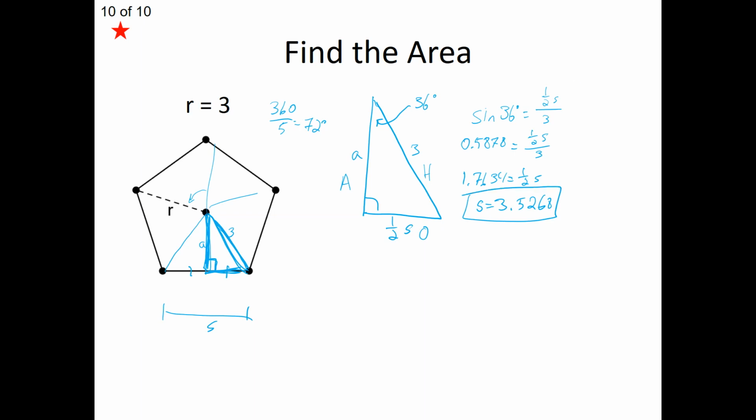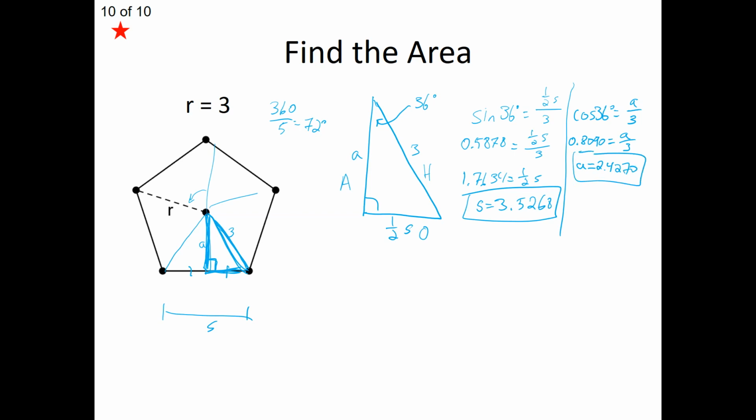Now we need to find the length of our apothem, which is not going to be too bad. It's the adjacent side, and we have our hypotenuse, which means we're going to use cosine. So cosine of our angle is equal to the adjacent side, the apothem, over our hypotenuse length of 3. Our cosine of 36, turned into a ratio, 0.8090, is equal to the apothem over 3. Multiply both sides by 3, and we get the apothem length to be roughly 2.4270.